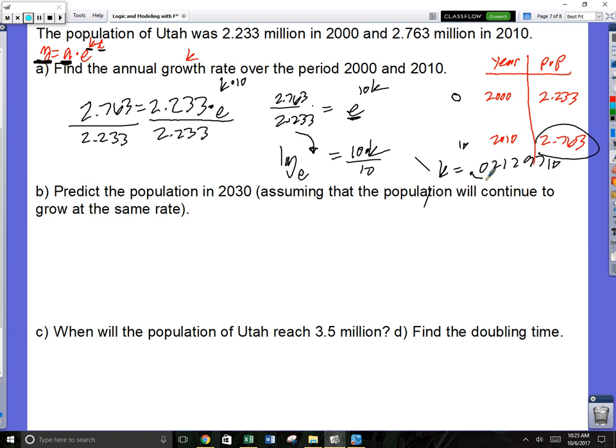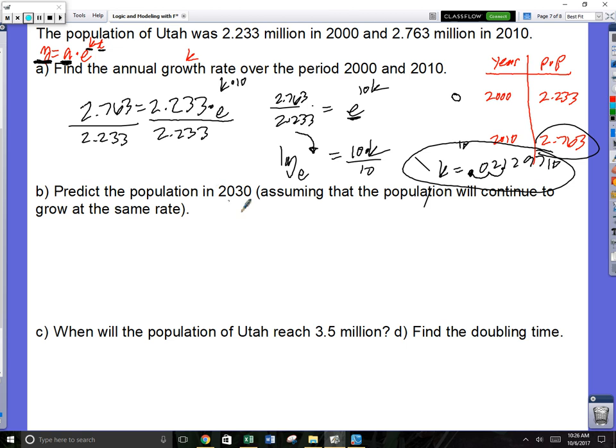So that means if I move the decimal over twice, that's like 2% change a year. So our k, that seems right. It's increasing at a rate of around 2% a year. So I'm going to use this for k. Now, I've got this k in my calculator, this long decimal. So I'm going to keep it in my calculator. Now, b, predict the population in 2030, assuming that it continues to grow at this rate of like 2% a year.